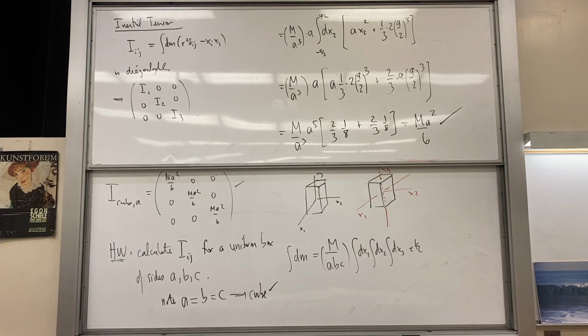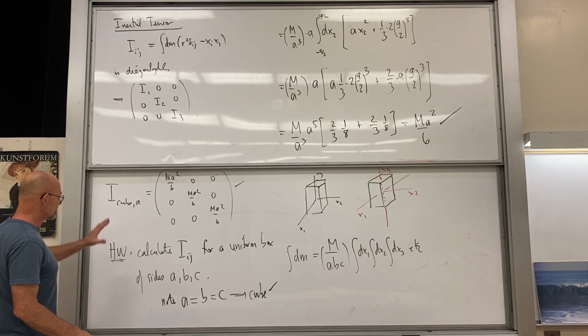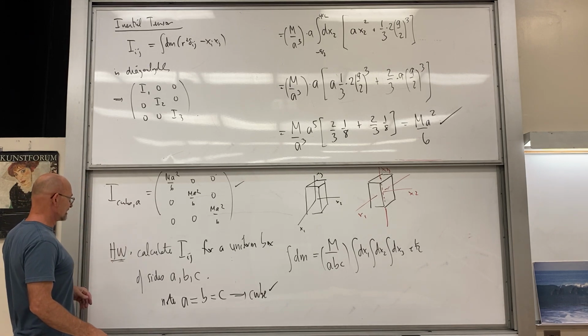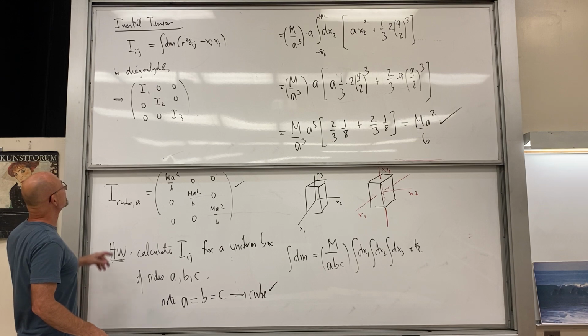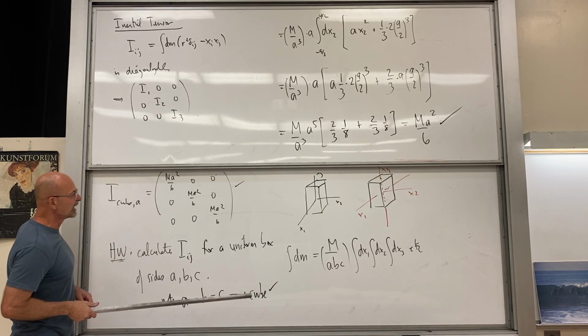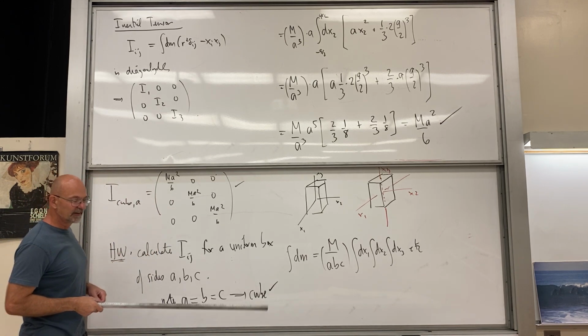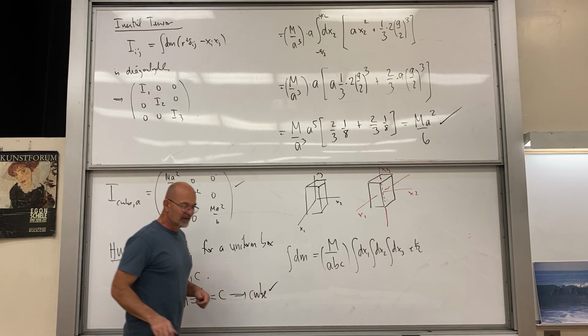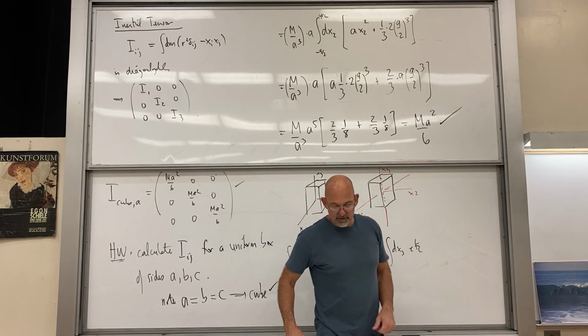So that's where we're going to leave it. Just construct this uniform box inertial tensor. It'll reduce to this one in the limit a equals b equals c. Integrals are just the way we did them. And we'll start talking about dynamics sooner or later.